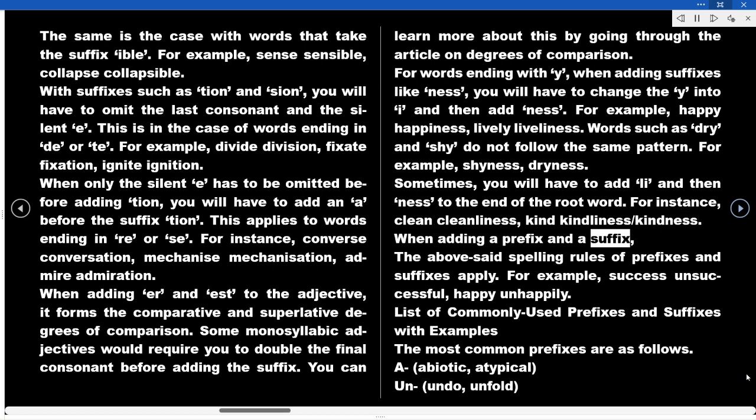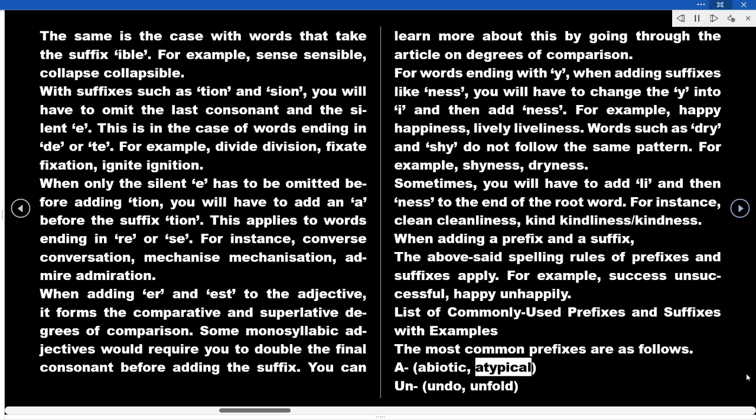When adding a prefix and a suffix, the above said spelling rules of prefixes and suffixes apply. For example, success, unsuccessful; happy, unhappily. List of commonly used prefixes and suffixes with examples. The most common prefixes are as follows.